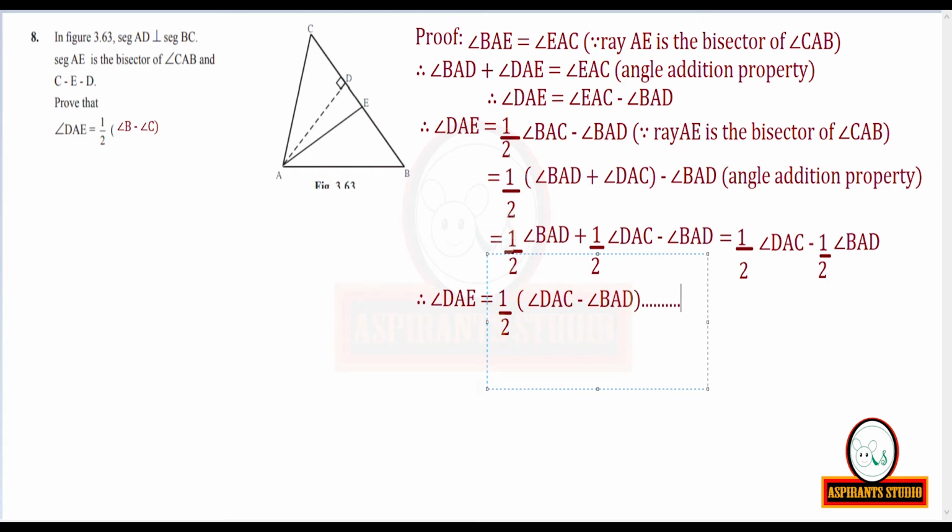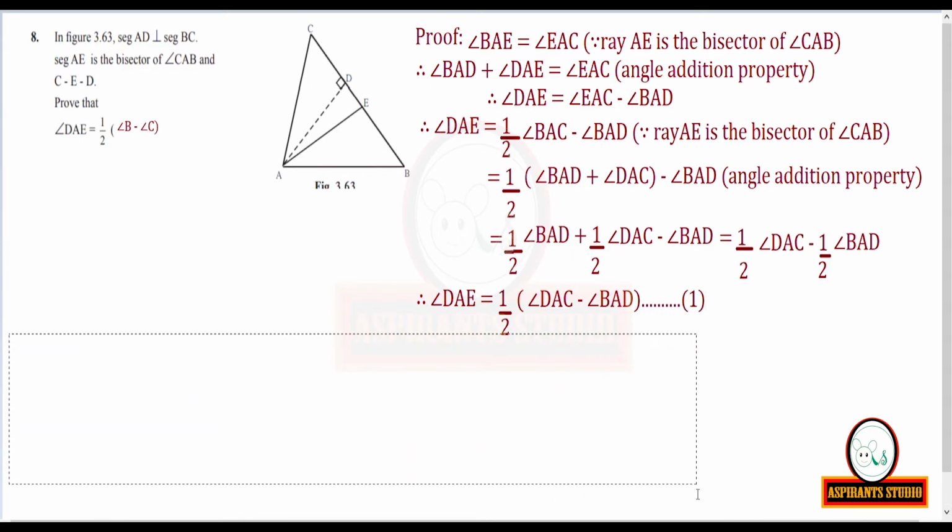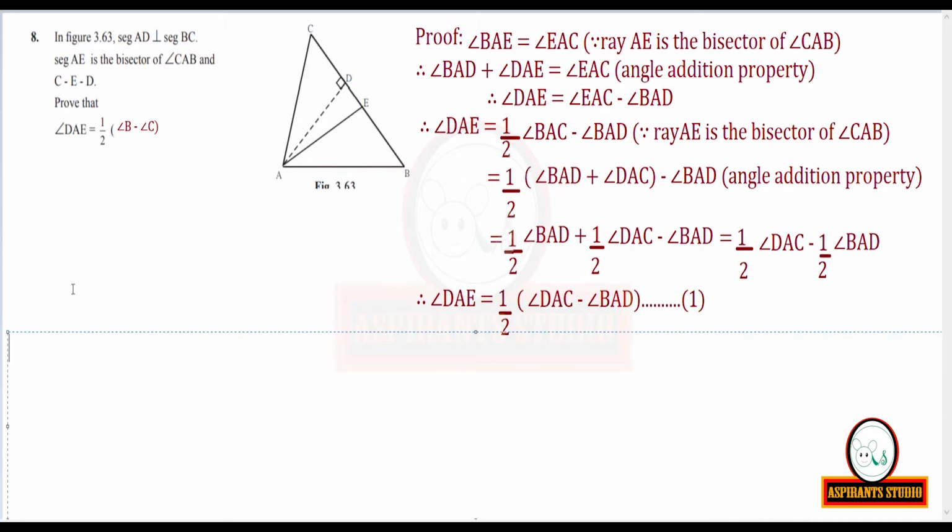Now look at triangle ABD. In triangle ABD we have angle ADC to be the exterior angle, because when you are extending the side BD of triangle ABD, you get the side BC. So angle ADC is the exterior angle of triangle ABD.